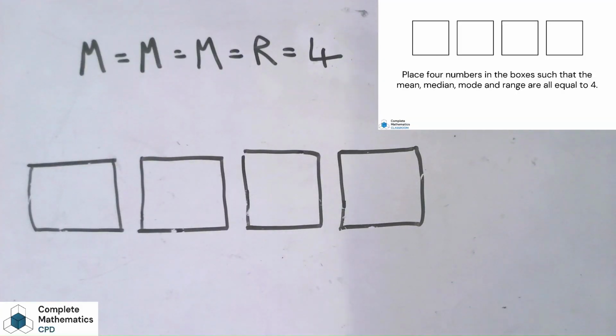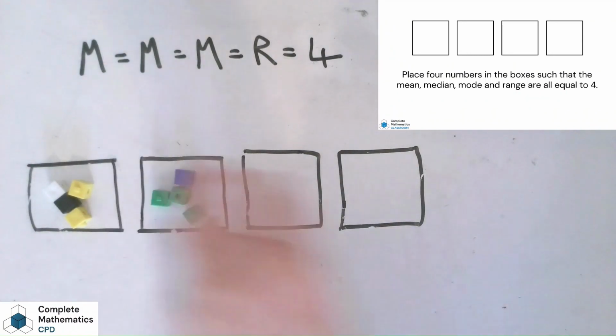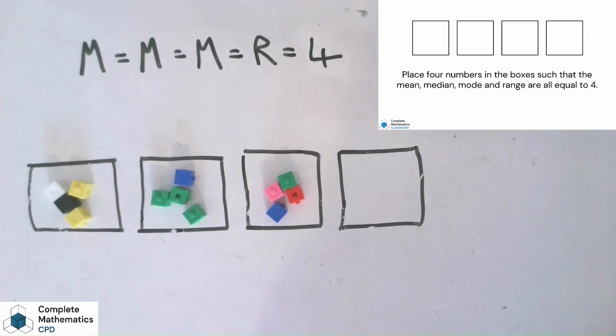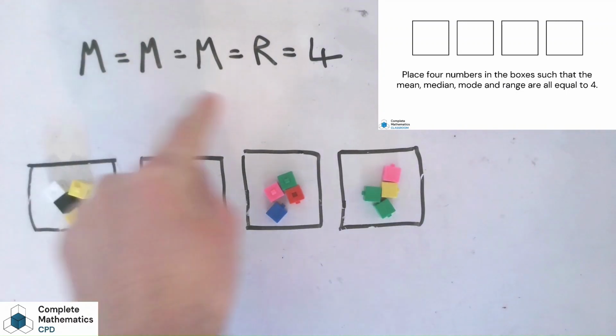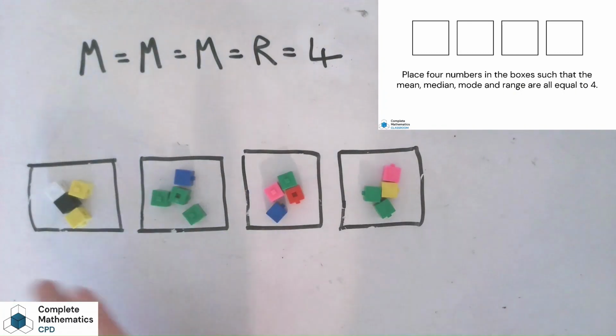Okay, so whenever I use this task, I always get some pupils that think they've solved it within seconds, and I'm going to use cubes for these. They'll just put 4 in each of the boxes and say, Sir, I've done it. The mean, median, mode and range are all equal to 4. And we'll go through them in turn and say, yes, in fact, the mean, median and mode are all equal to 4, but it falls down when we get to the range because currently the range is obviously 0.